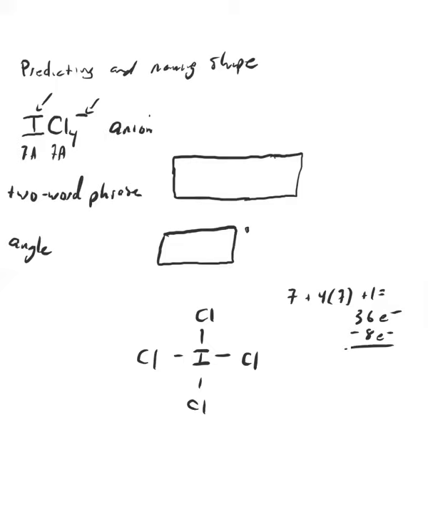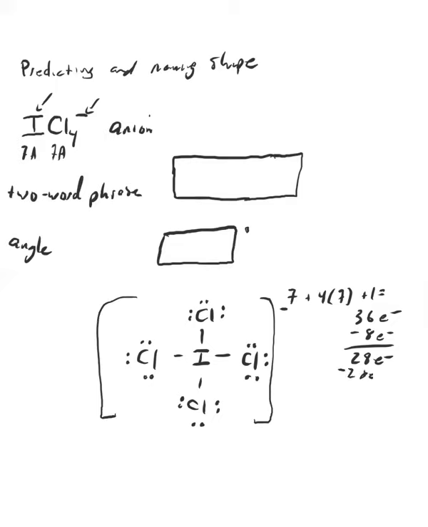So now we're down to 28. So 2, 4, 6, 8, 10, 12, 14, 16, 18, 20, 22, 24. It's negative, so make sure you put your bracket negative there, okay? Oops, sorry, that's 24. So now you got 4 left. Once you get the surrounding up to 8, if there's any extra, you put them on the central atom.